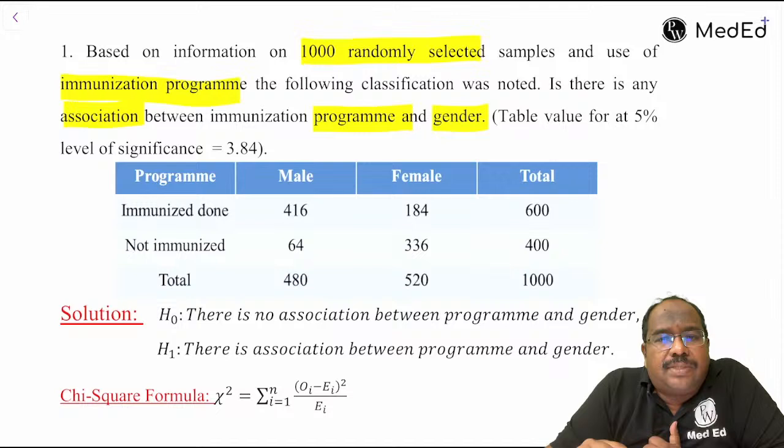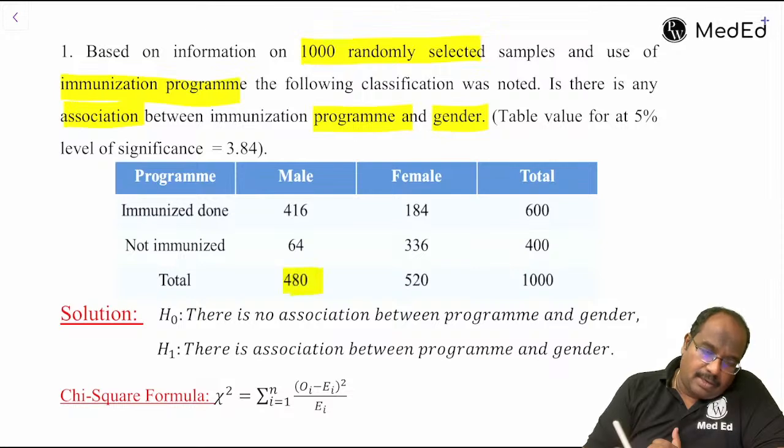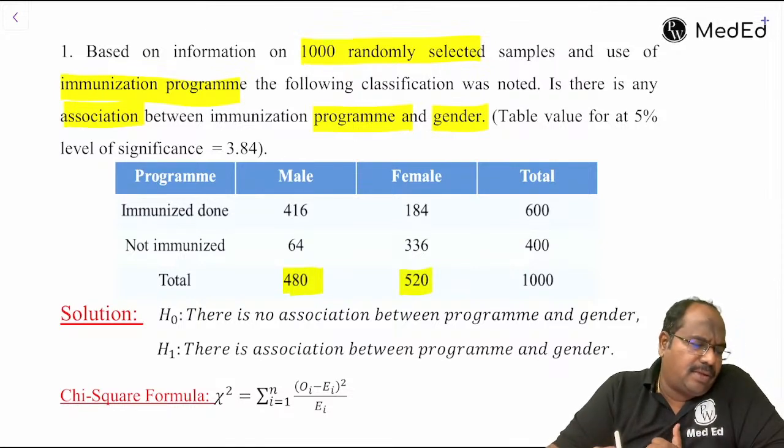1,000 randomly selected people. Among them, there were 480 males and 520 females.